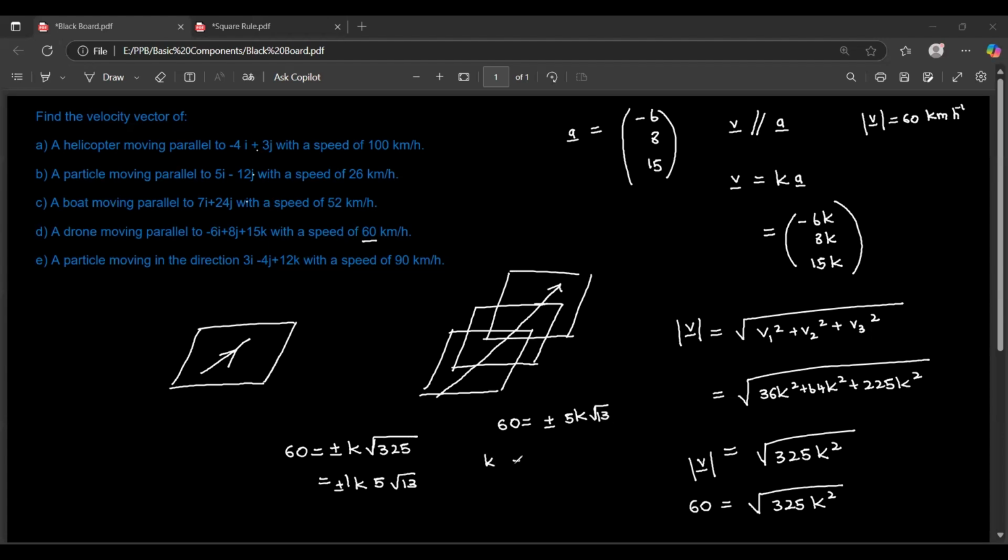So k is equals to plus or minus 12 over root 13, which can be given as plus or minus 12 root 13 over 13. And we can substitute the value for k and find the answers.